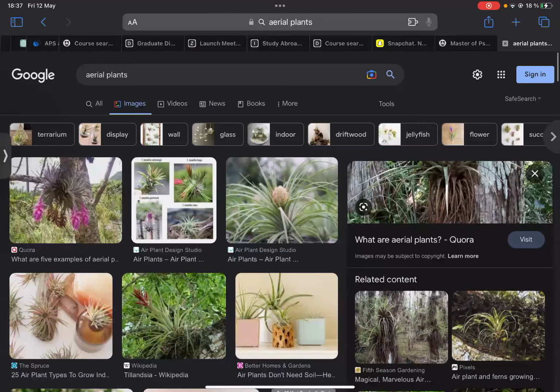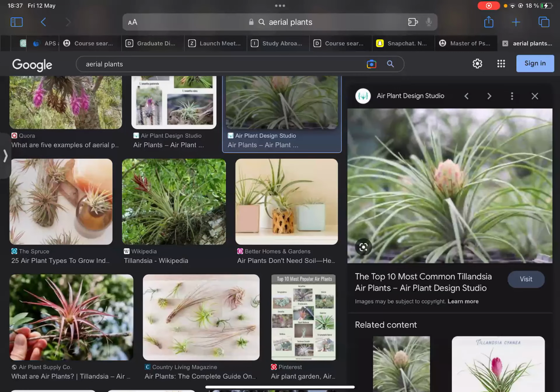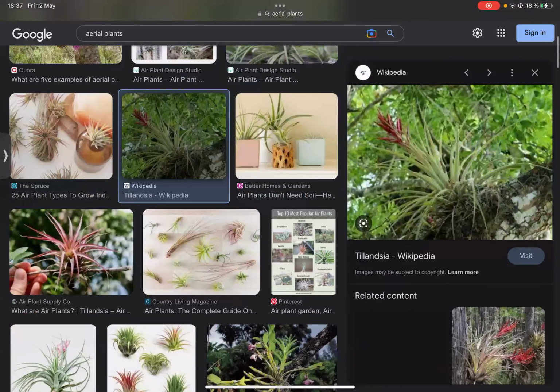Ma'am, then where is the body of the plant? See now clearly. The body, this thing is differentiated. See? The body is green, the roots are brown.